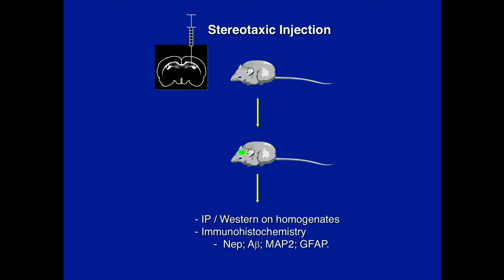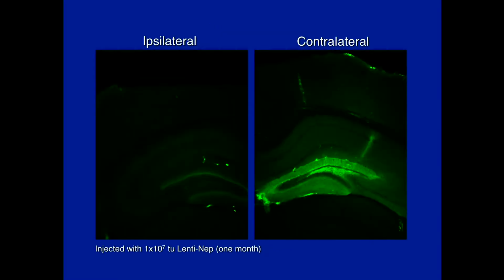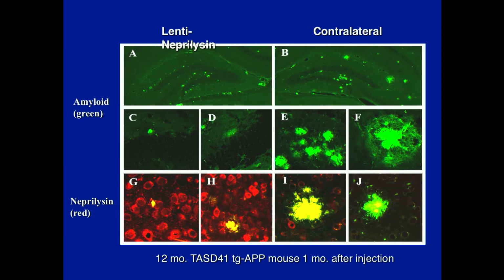So we went into the brain and directly injected it here with a stereotactic injection. This is just showing that you have expression of the gene, in this case GFP. But look at this now. If they have amyloid plaques, and we had lenti-neprilysin, the plaques are pretty much dissolved.